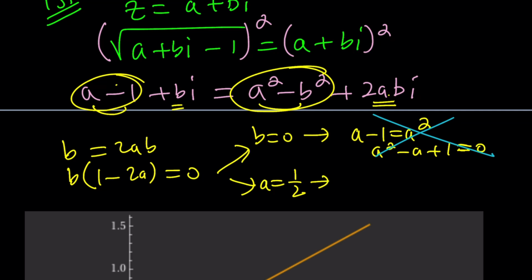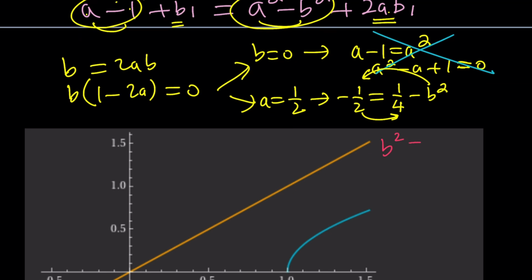If a is equal to 1/2, 1/2 minus 1 is going to be negative 1/2. And then on the right-hand side, a is 1/2, remember? That's going to give you 1/4 minus b squared. Nice. This is quadratic, but only in b squared, so that's easy. Put the b squared on the left, put the negative 1/2 on the right, add 1/4 and 1/2, which is going to give you 3/4, right? So b squared is 3/4, which means b is equal to plus or minus root 3 over 2.